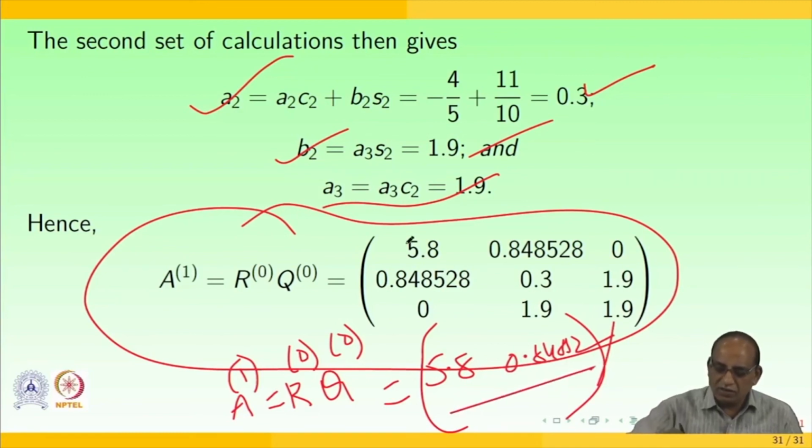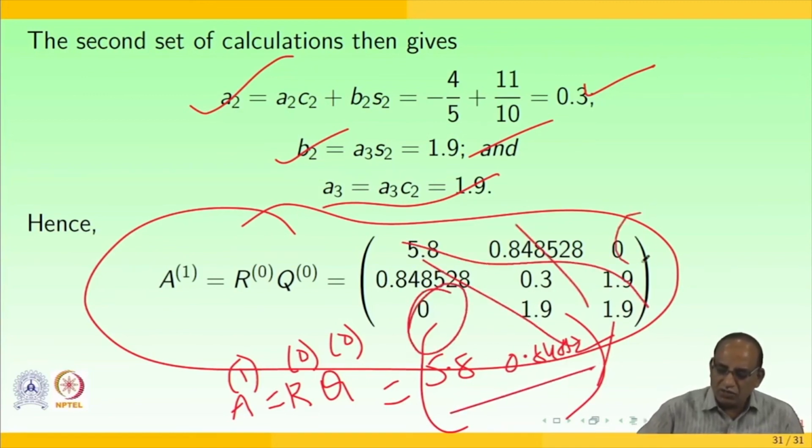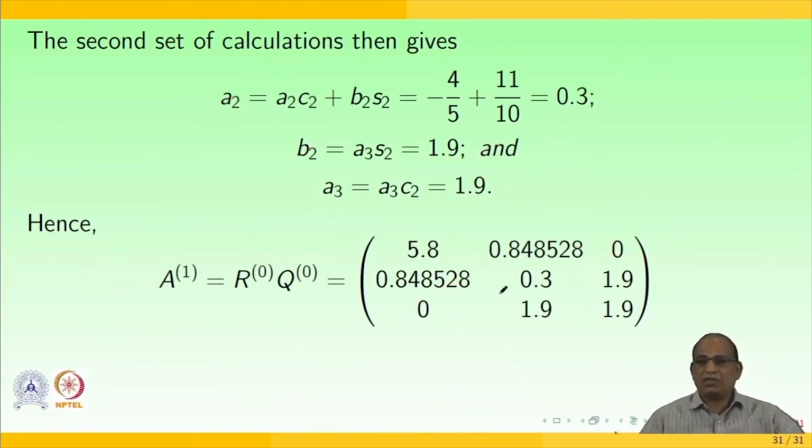So you get a 3 by 3 matrix. Anyway, this is also a banded matrix. You see zeros over here. This is also a banded matrix, as we could see from this.